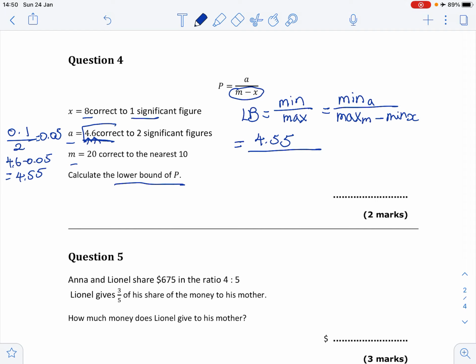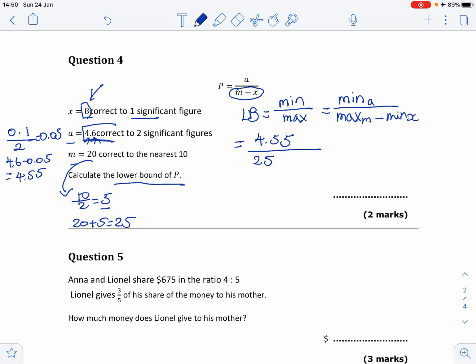Then divided by the max of m. So our m is 20, and it's correct to the nearest 10. So half of 10 is 5. Since we're finding the maximum, we need to add 5. So 20 plus 5 is 25. So 25. And we minus the minimum of x.